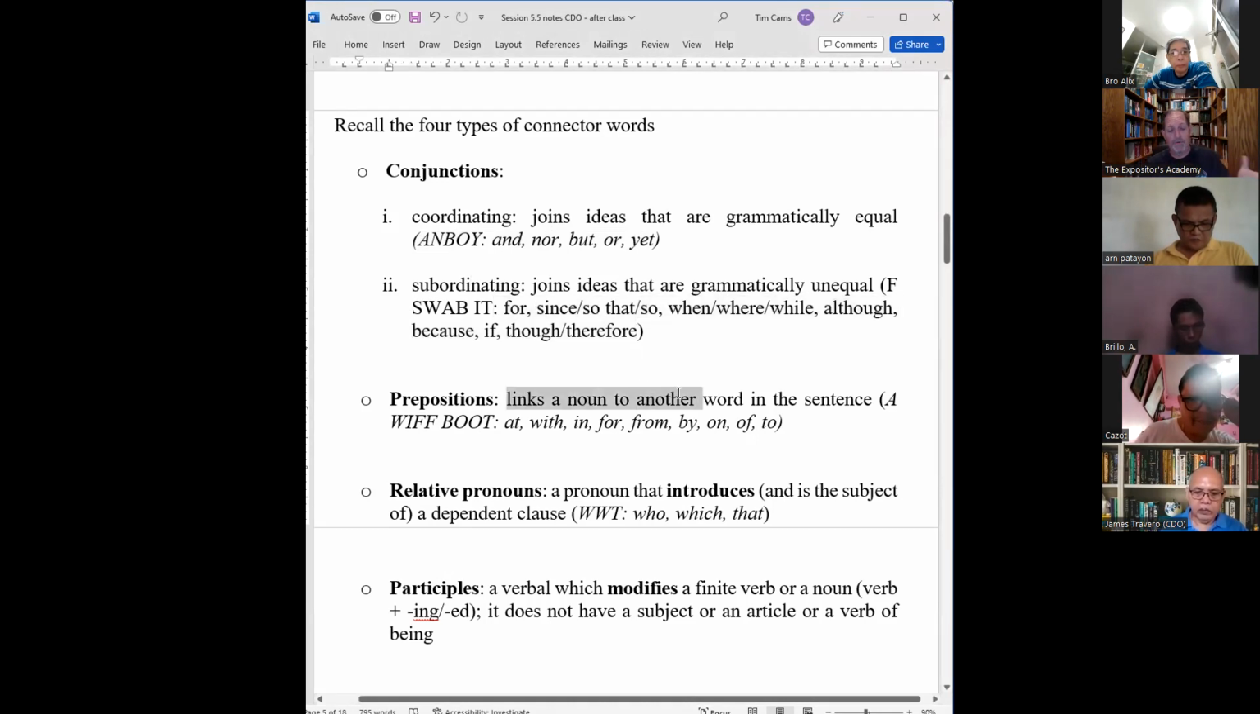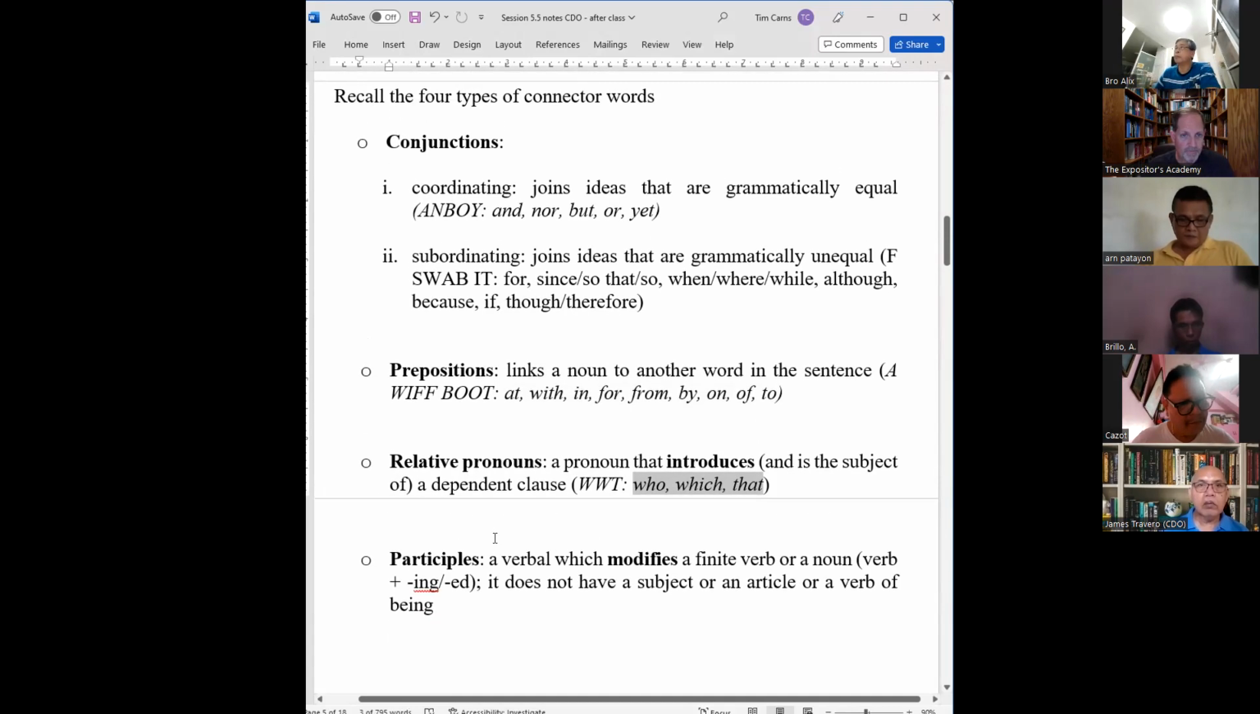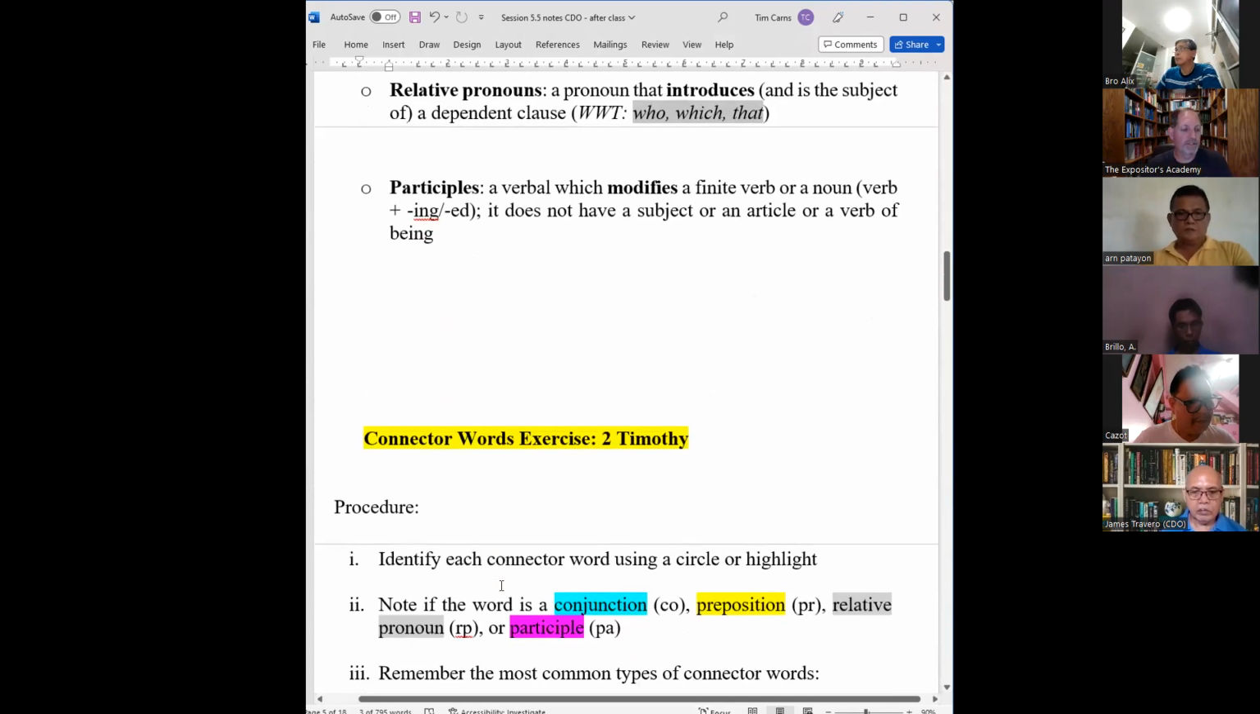Prepositions, which link a noun to another word in the sentence. These are the 9 most common prepositions. And then we have the relative pronouns, which introduce a dependent clause using the word who, which, or that. And then finally, the participles. Okay? So these are the 4. Nothing's changed there. We've gone over these.